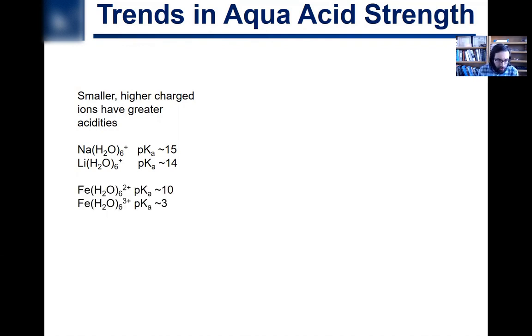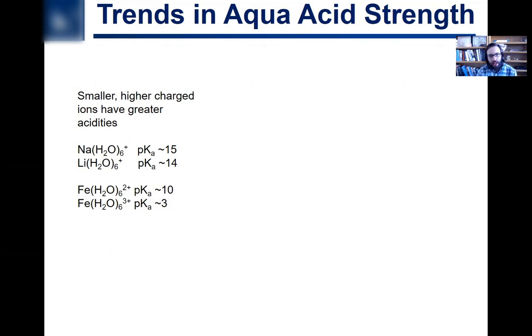You can also look at charge, so you can look at hexaaqua iron 2 versus hexaaqua iron 3 cations, and that makes a bigger difference in this case. The one with the higher charge, the 3 plus, is 7 pKa units more acidic. So that would translate to 10 million times more acidic, 10 to the power 7.